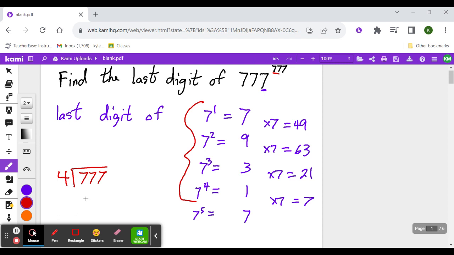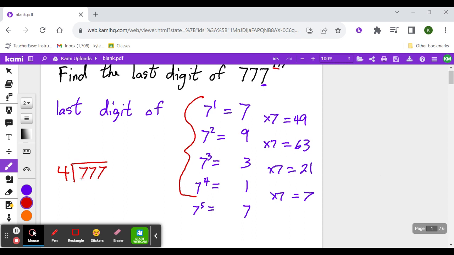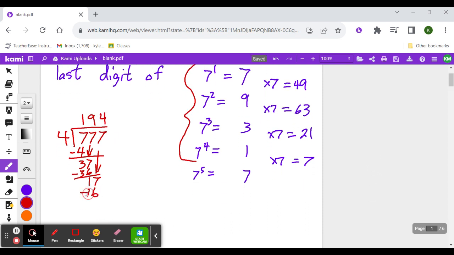So 4 going into 777. Without calculators, here's long division. 4 goes into 7 once. Gives me a 4. Subtract, we get 3, and bring down the next 7. 4 goes into 37 9 times, that's 36. Subtract, and we get 1. Bring down the next 7. 4 goes into 17 4 times. That is 16. And subtract, we get 1, and we're done. So the remainder for this is 1.